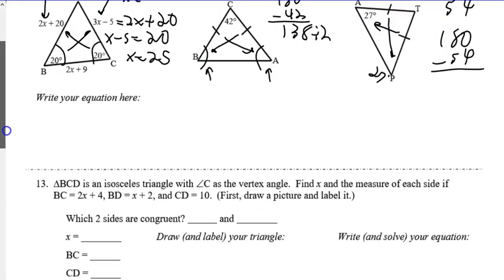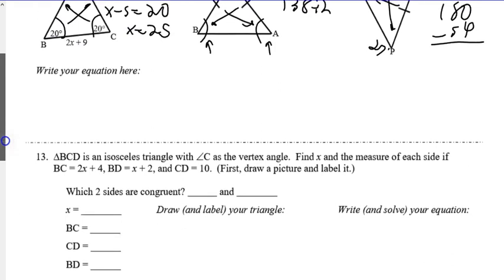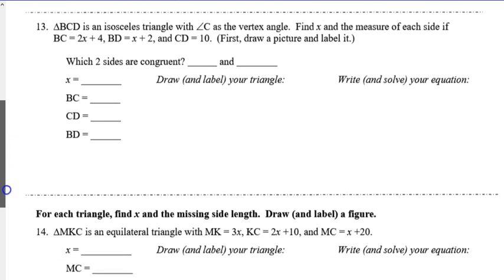I don't know what equation. Oh, I just did the work up there. Never mind. Sorry. All right, BCD is an isosceles triangle.